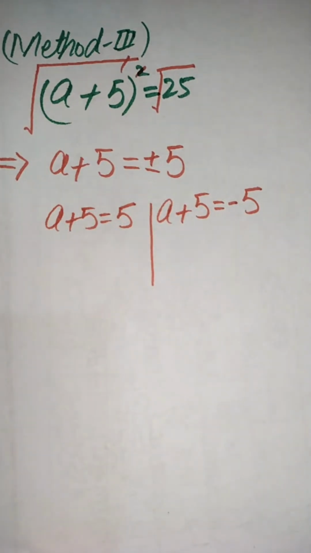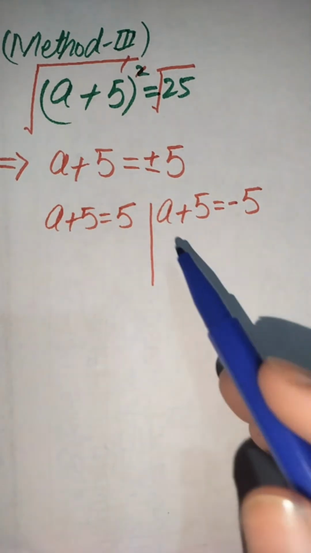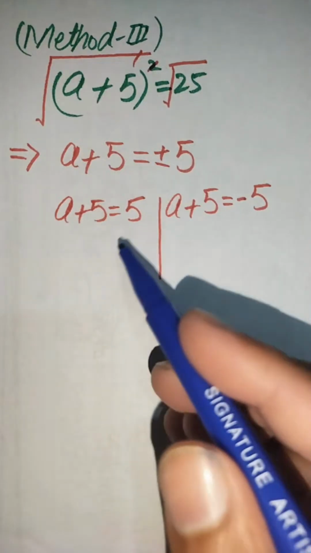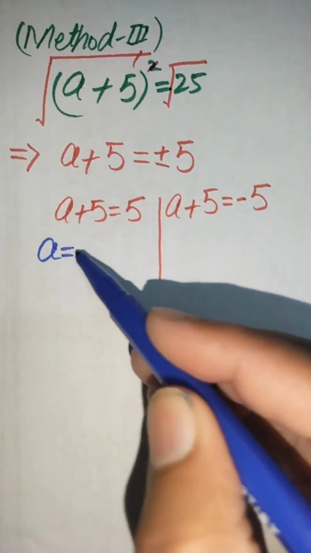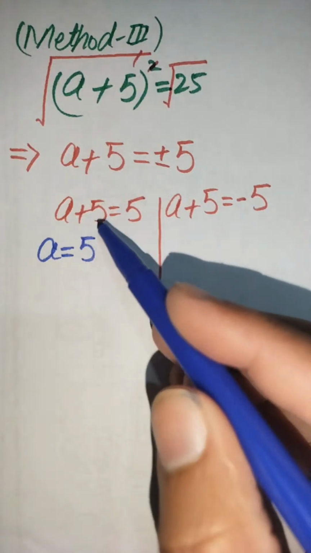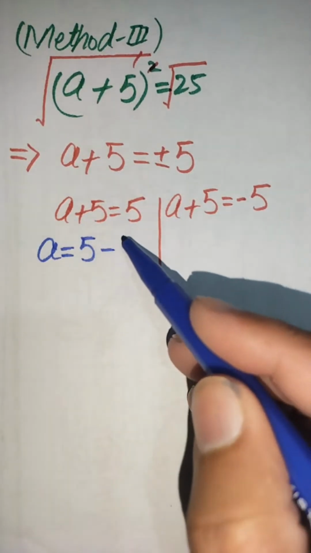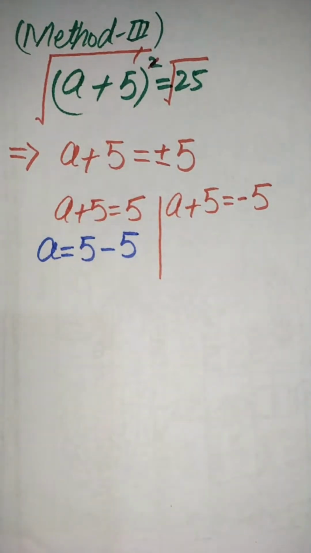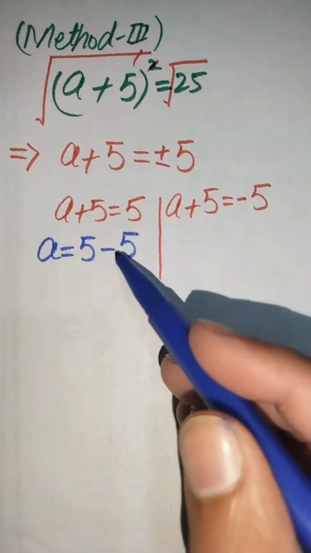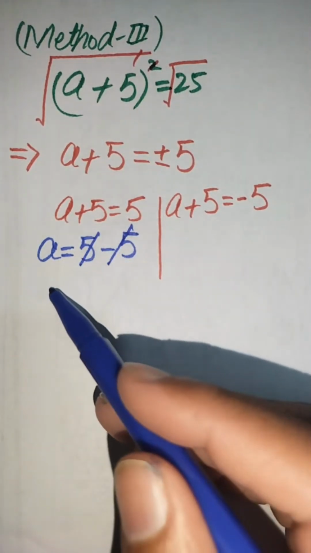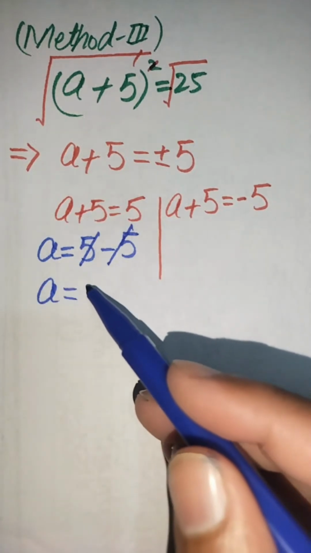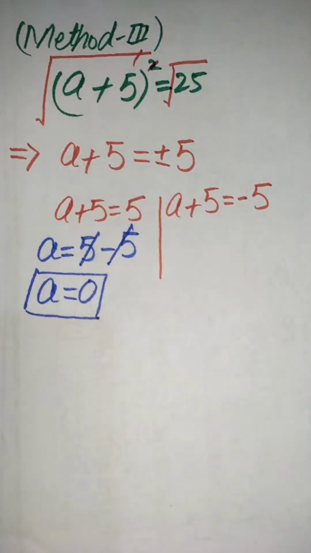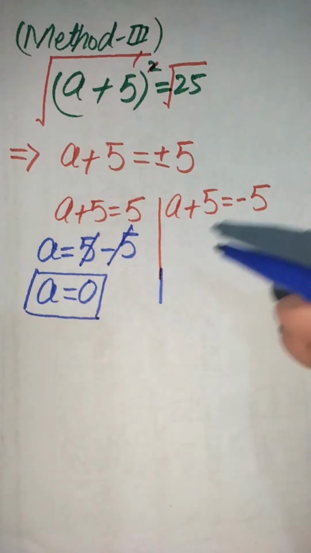Now in the first case, we need to move this plus 5 to the right hand side. When we move it to the right hand side, it is written as a equals 5 minus 5, because it is positive on the left hand side, and when we move it to the right hand side it becomes negative. This minus 5 and plus 5 cancel out each other, and we get a equals 0. This is our first root of the given equation.